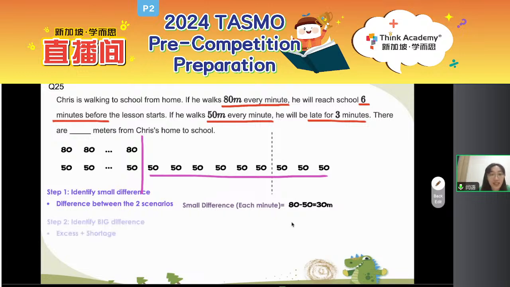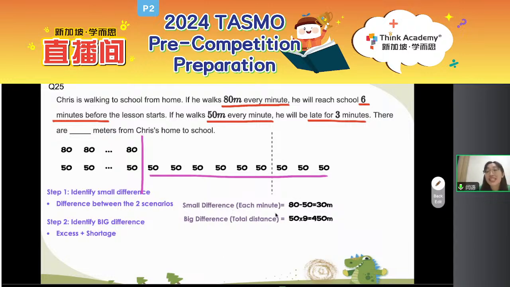And then following this, we need to figure out the big difference. What is the big difference? That is, you need to figure out the extra part, right? For all this extra part, you see how many 50 are there? Is it only 3 times 50? No. So actually, it should be 6 minutes before. Firstly, you need to put this 6. And then 3 minutes late, and then you need to plus 3. So actually, in total, there are 9 times 50, which is 450 meters, right?